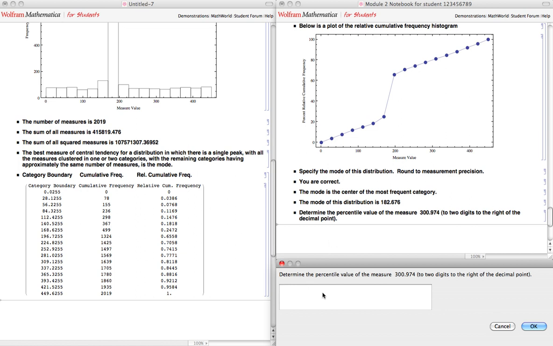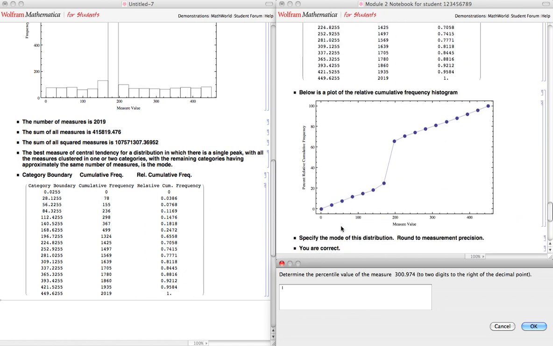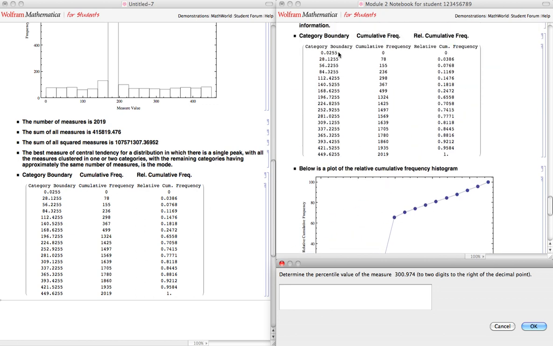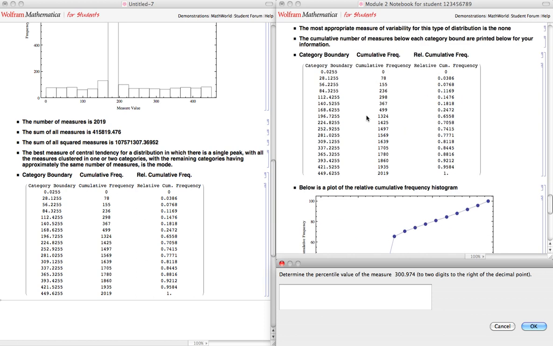Determine the percentile value of the measurement 300.974 to 2 digits to the right of the decimal point. Well, how do I determine that? First let me see if this measurement, 300.974, is one of the category boundaries, because if it is, then the percentile value is simply the relative cumulative frequency value that's right next to it. 300.974 isn't in this column, but you can tell it's between 281.0255 and 309.1255.